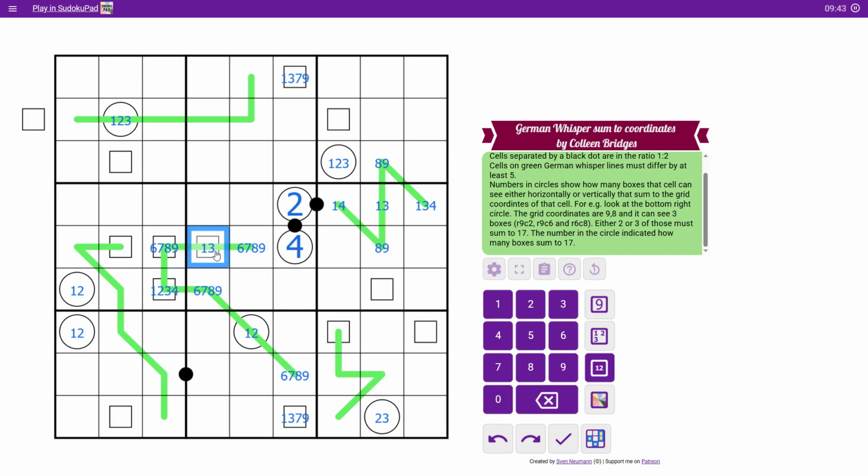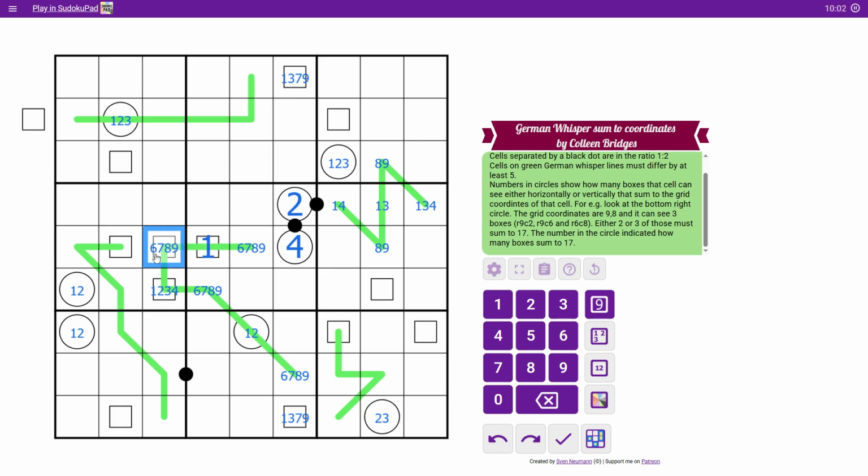Okay, if that was a 3, next to a 3, you can't have a 6 or a 7. That'd have to be an 8, 9. And we've got an 8, 9 there, so we can't have an 8 and a 9 there. So that one has to be a 1. And that doesn't help with anything.